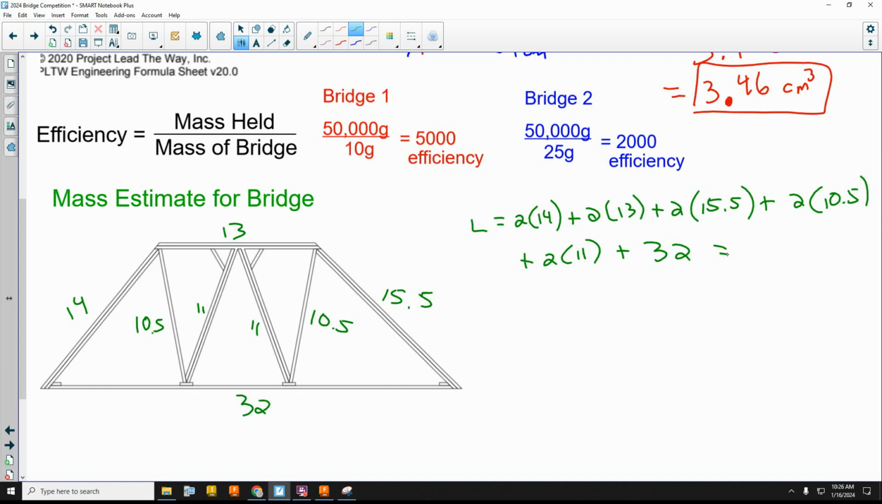Okay, so basically, you're going to just find the length of all of your pieces. This is this one particular bridge. So now I need to do that calculation: 2 times 14 plus 2 times 13 plus 2 times 15.5 plus 2 times 10.5 plus 2 times 11 plus 32. So that gives me a total length of 160.